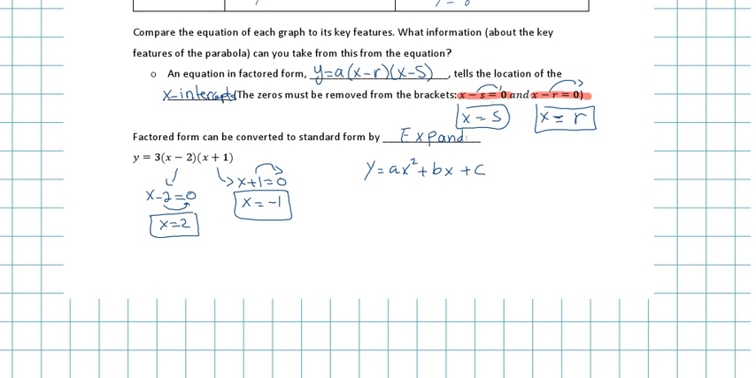Remember that the opposite of factoring is expanding. FOIL is just a different method, right? FOIL is just a method. So, to go from factored to standard, we expand. Okay, let's expand.